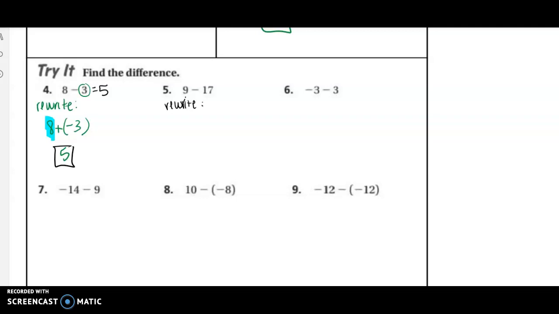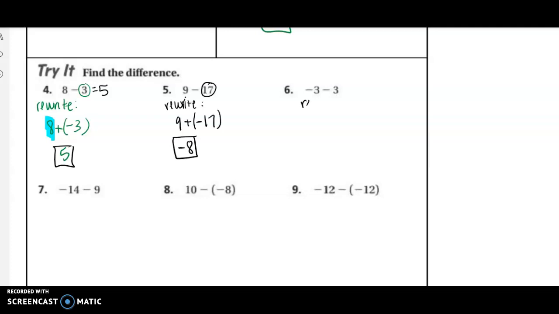So our rewrite, we have 9. We keep the sign of our first number. We change subtraction to addition. And now we do the opposite of positive 17, which is -17. So these are different signs. Different signs mean we subtract. So now we can use the absolute value. So 17 minus 9 is 8. And then we take the sign of our larger number, which is negative.